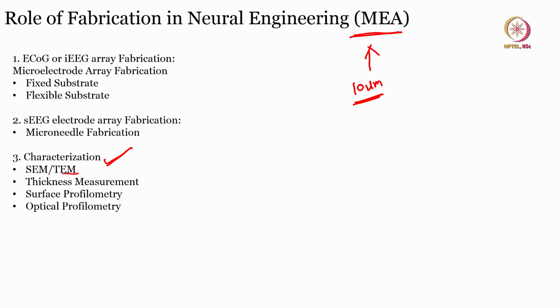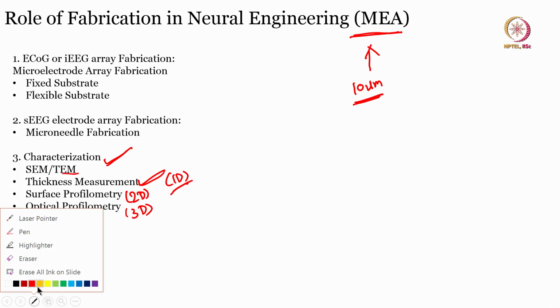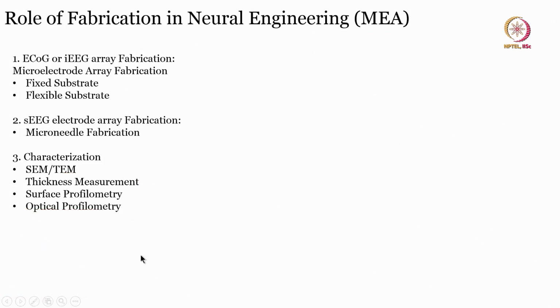Also, when you get your structure done, you need to measure the thickness. So, it is like a 1D measurement. You might need to measure your surface area, so that is 2D, and finally your entire 3D structure. So, these are just different characterization techniques which you can use to obtain a particular microstructure and also validate that particular microstructure. Okay. So, now we will see the next thing.